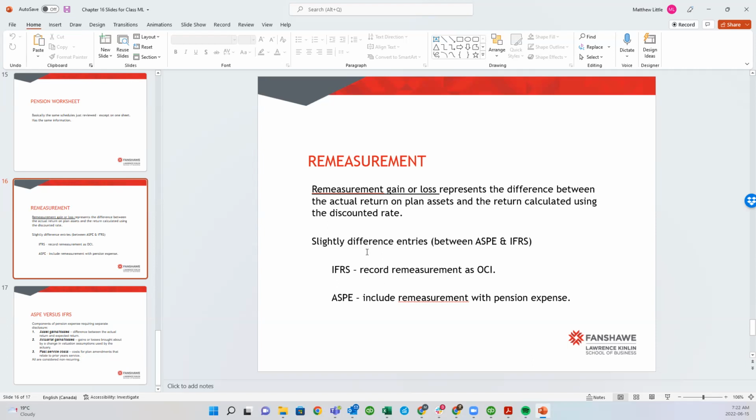Under IFRS, any remeasurement gain or loss, any difference between those two rates, is to be recorded as other comprehensive income. Under ASPE, you include that remeasurement with the pension expense, so you don't record that under OCI.